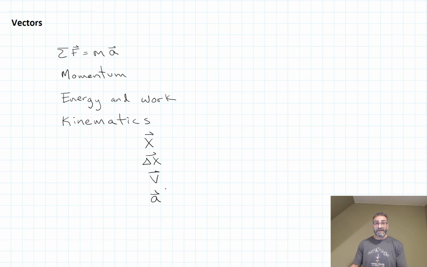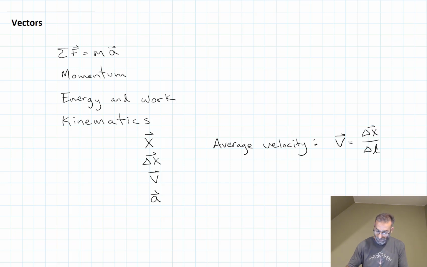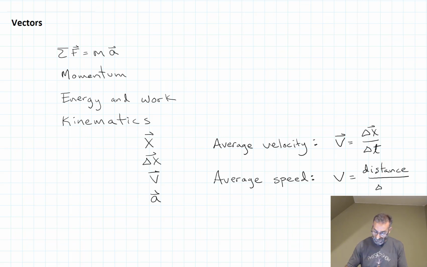And sometimes we use the magnitude of the velocity, or the speed of an object, when we're talking about the average velocity. We look at the displacement over time. If we're talking about the speed of an object, the average speed, and I'm just going to use a v with no vector hat on top of it, then we're talking distance over time.